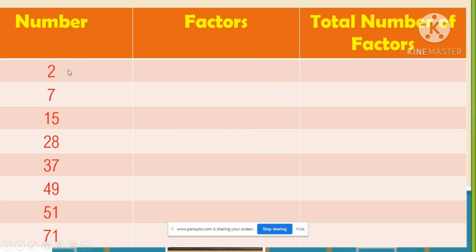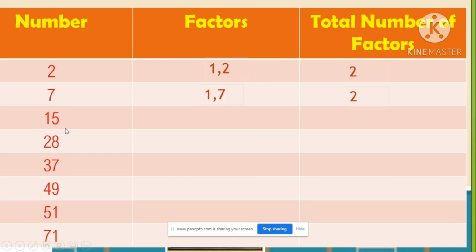The numbers listed here are 2, 7, 15, 28, 37, 49, 51, and 71. What we are going to do here is to find the factors of these numbers. Let us start first with the number 2. The factors of 2 are 1 times 2, or 1 and 2. Let us count the total number of factors. We have 1, 2, so we have 2 factors. Next, 7. The factors of 7 are 1 times 7, or 1 and 7. So the total number of factors of 7 is 2 factors.